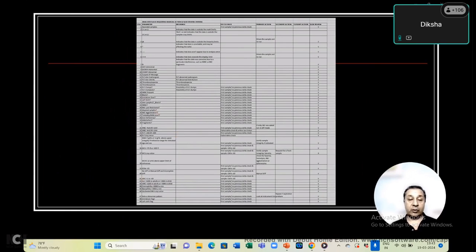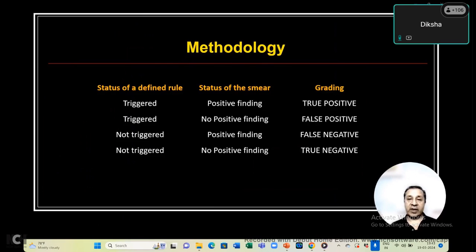And with those rules, we tried and validated it using what is called the truth table. You define whether the sample had a rule which was triggered and a positive finding on the smear, which means it was a true positive. If a rule was triggered but there was no finding on the smear, it was a false positive. If no rule was triggered but we found a finding on the smear, that was a false negative. Similarly, not triggered and no positive finding is obviously a true negative.